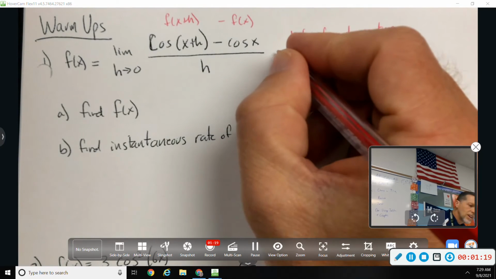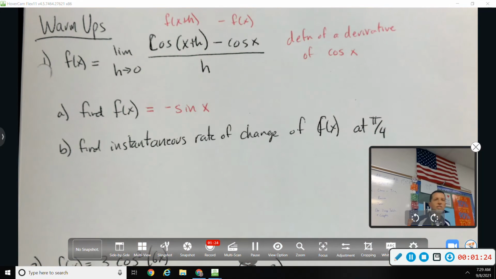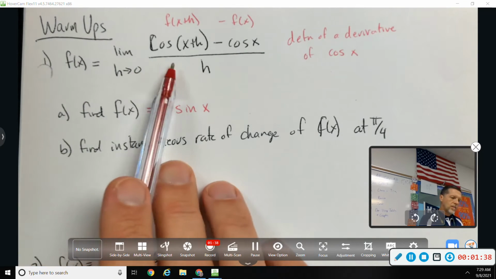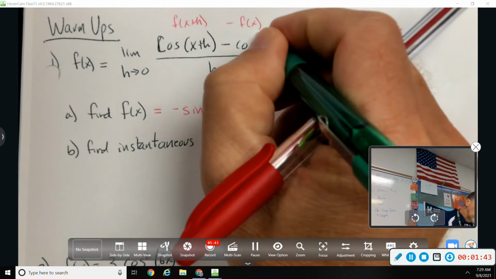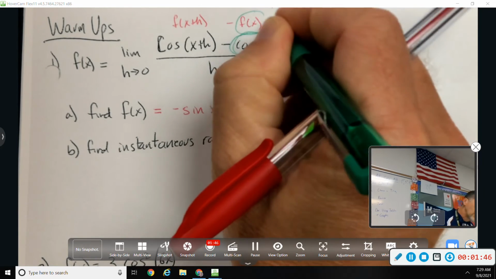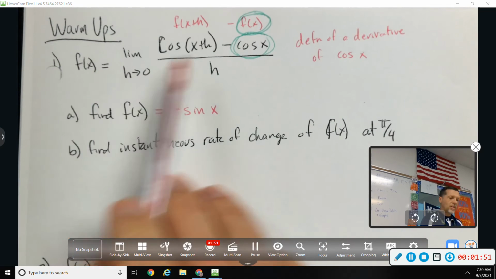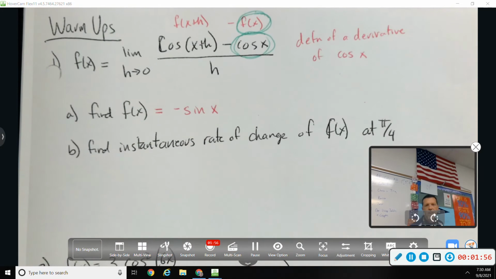Negative sine. So what that really is negative sine of x. So f of x is the derivative of cosine. And again, whatever's right here is the f of x. So we take the derivative of that. Although I have to be careful because I labeled this f and then this f. So the derivative of cosine is f. So f is negative sine.